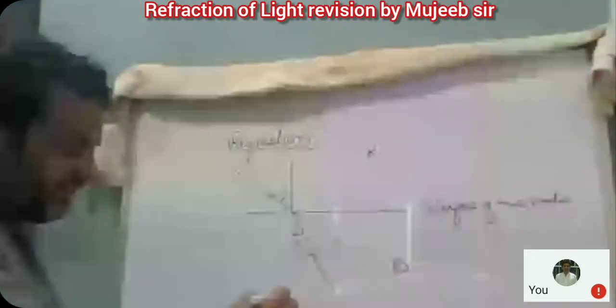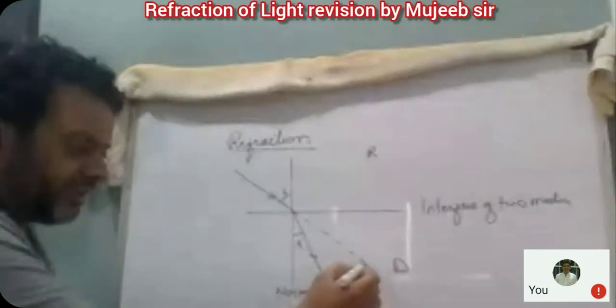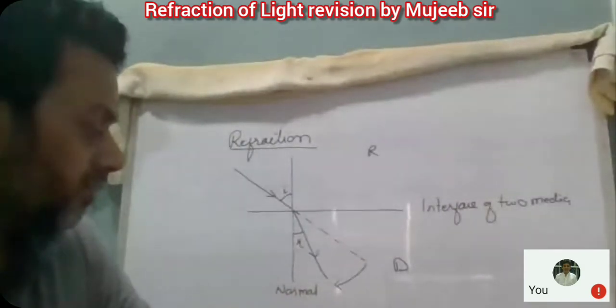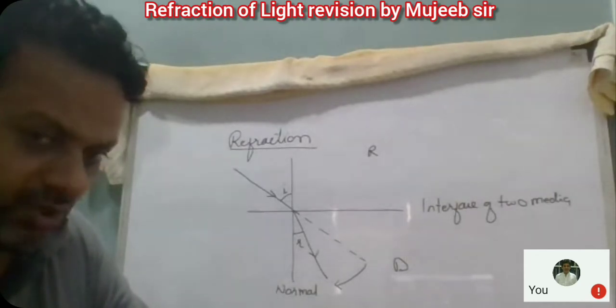Here you can see that this vertical line is the normal. The ray which was supposed to go over here is bending in this direction. So you can see that when the light goes from the rarer medium to denser medium, it bends towards the normal. It bends towards the normal.